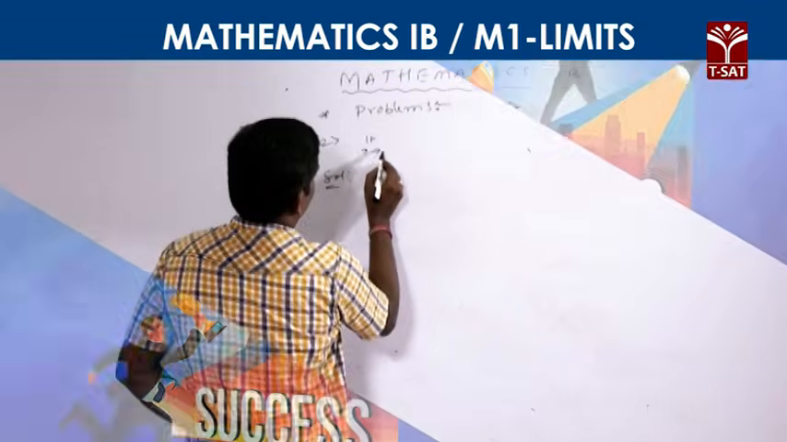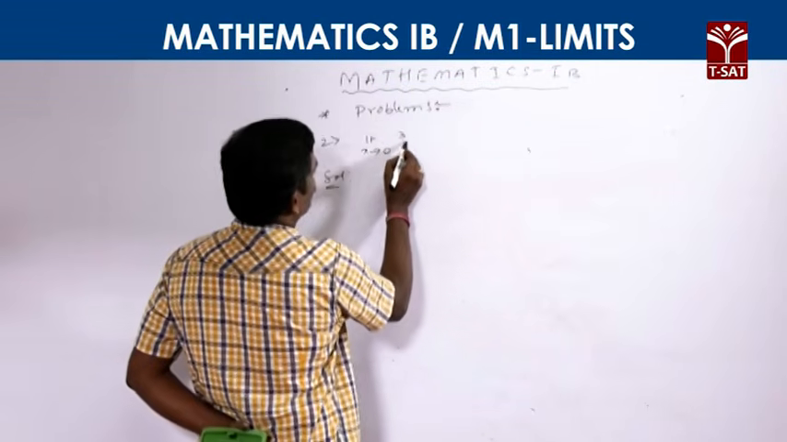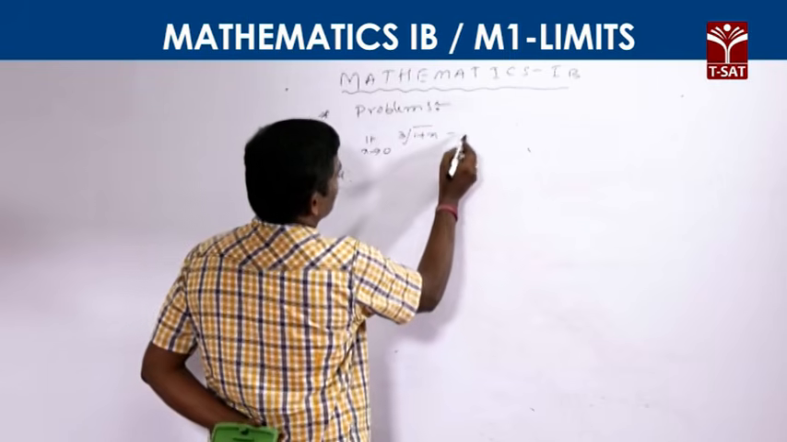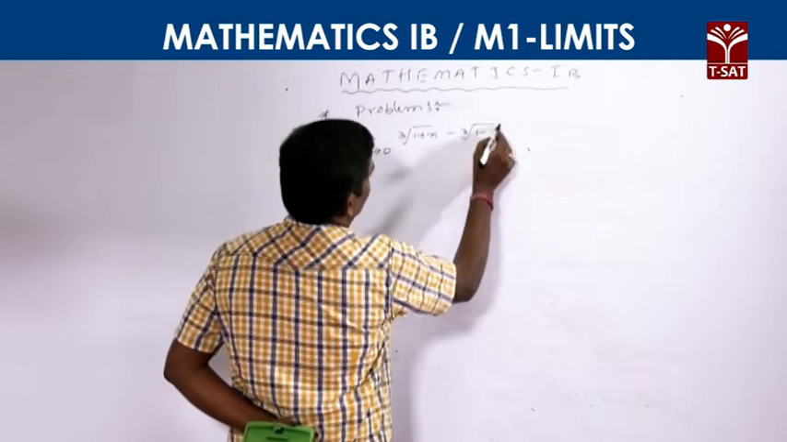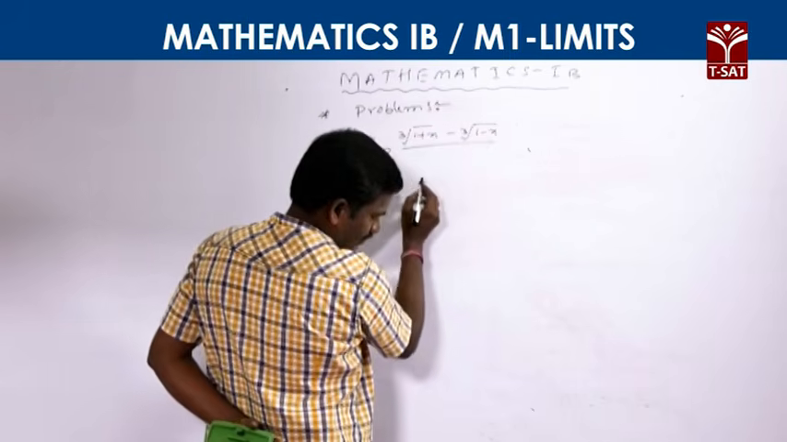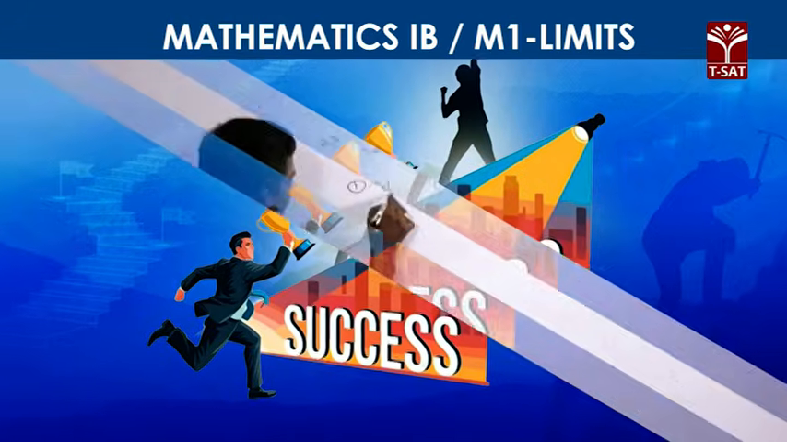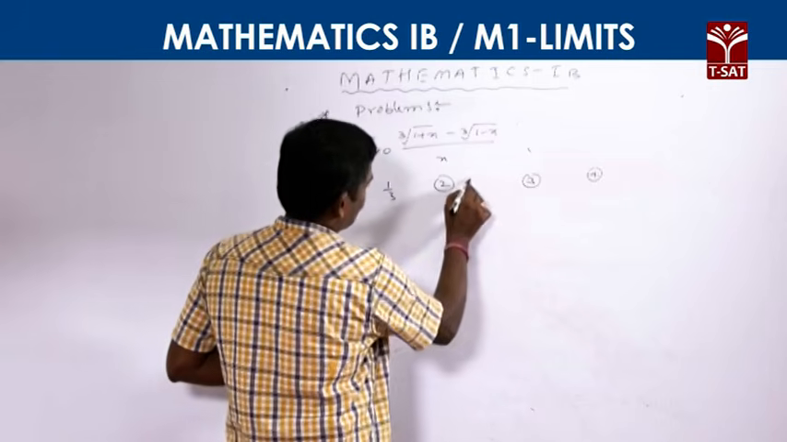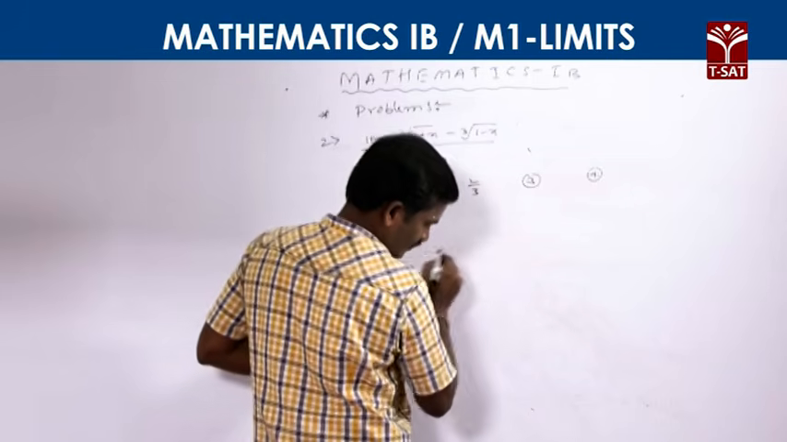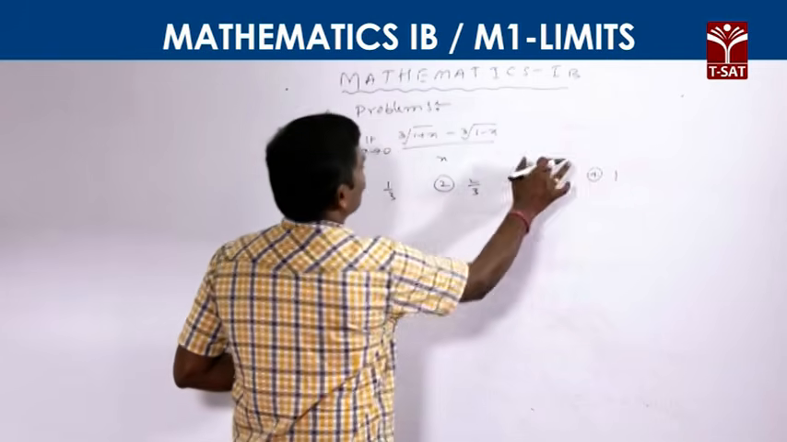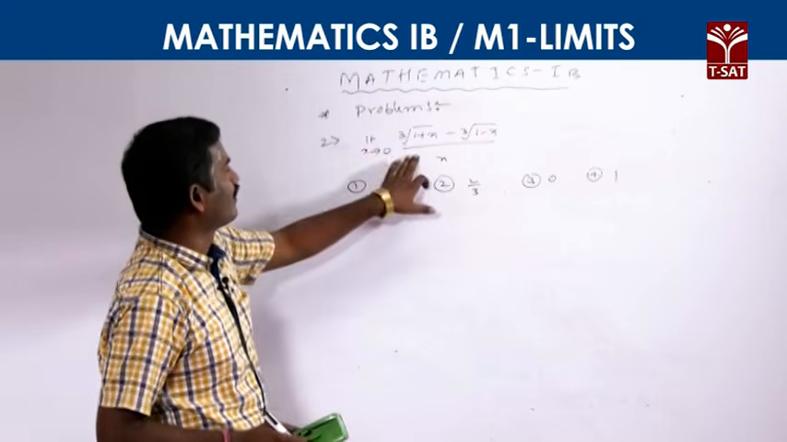Limit x extends to 0, cubed root of 1 plus x minus cubed root of 1 minus x by x. Your options are 1 by 3, 2 by 3, 0, 1. This question also by L'Hospital rule.